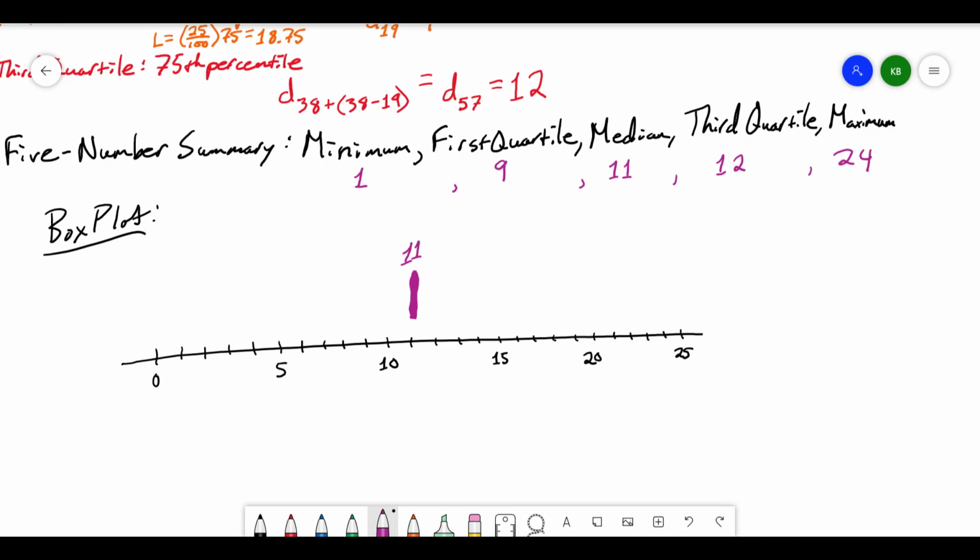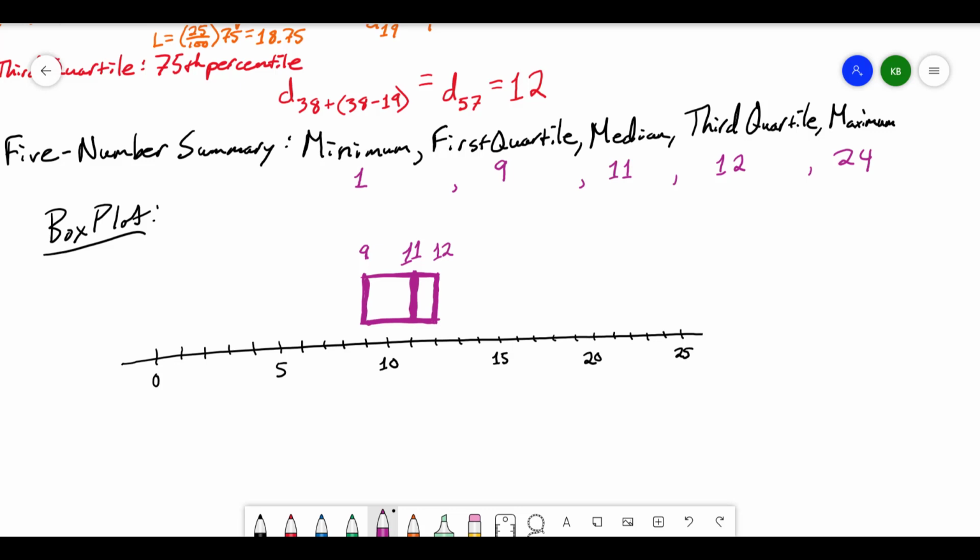Then I'm going to repeat this for my first quartile and my third quartile. So at 9, I'll make a vertical bar there also, and I'll label it 9. And at 12, I'll make a vertical bar, and I'll label it with a 12. Now, these 3 vertical bars, I attach the top of them with a horizontal line, and attach the bottoms of them with a horizontal line. And that makes the box of my box plot.